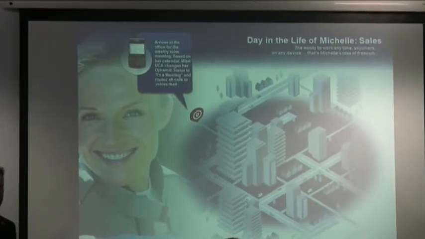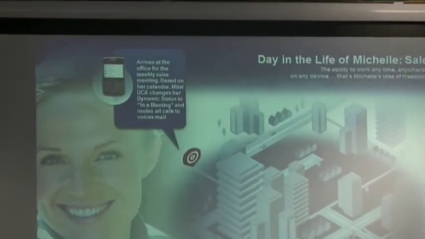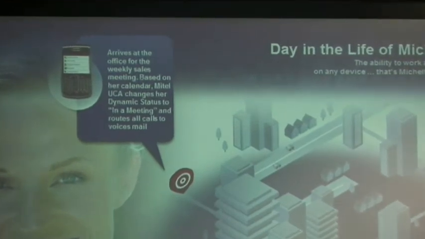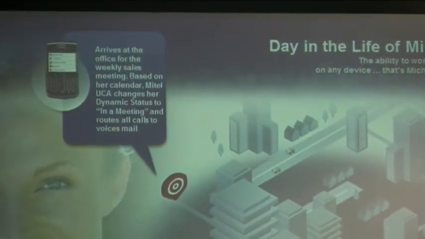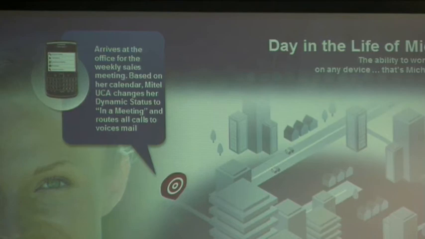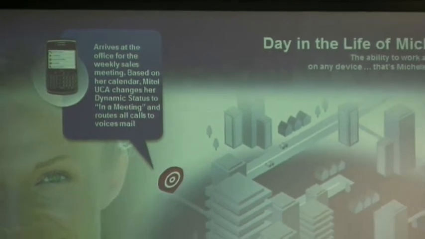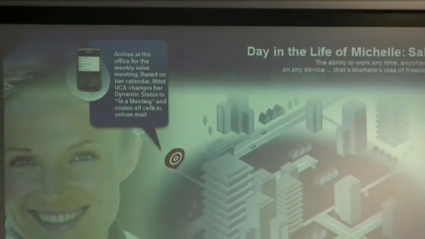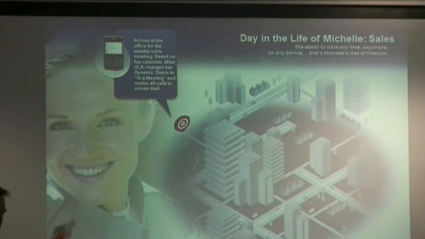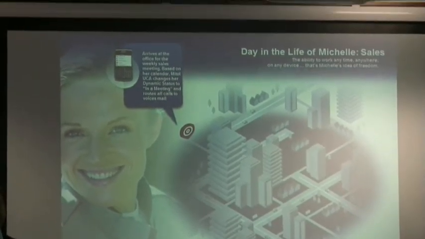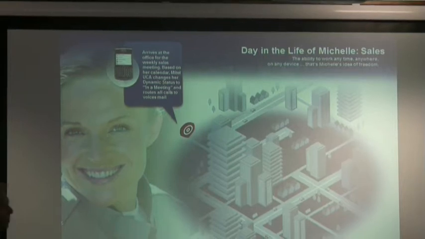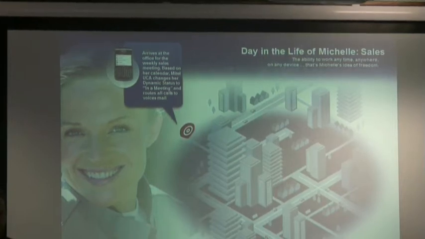Now as it happens, she gets lucky. The sales meeting finishes early. She walks out into the car park, gets into the car, and because her mobile device, in this case a BlackBerry, has associated itself with the Bluetooth kit in the car, it automatically causes her dynamic status to change from in a meeting to in the car, which in turn changes the call routing. So now all the calls are being directed to her mobile phone.